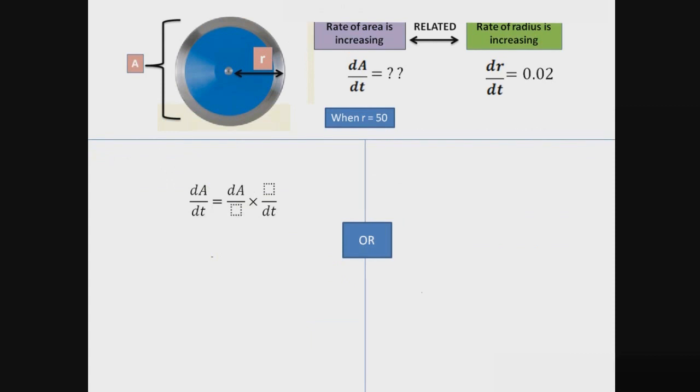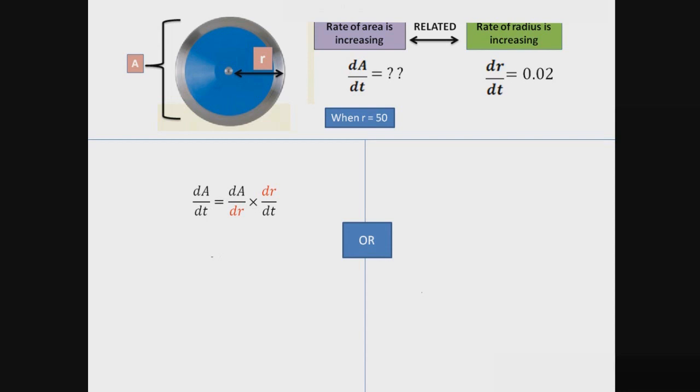Our interest here is to find dA over dt. In order to find dA over dt, we need to create the chain rule formula. Since we know that there are two related variables, which are A and r, the chain rule will be dA over dt is equal to dA over dr multiplied by dr over dt.